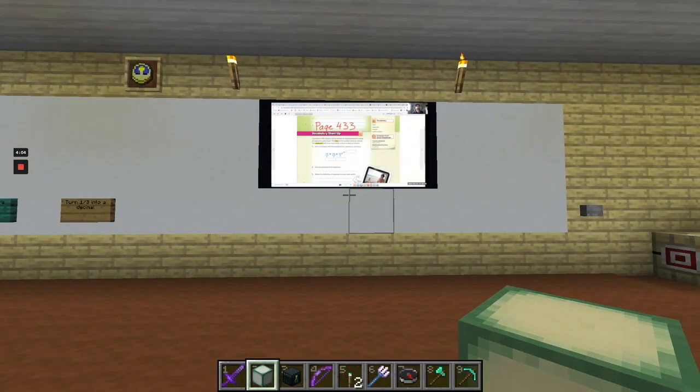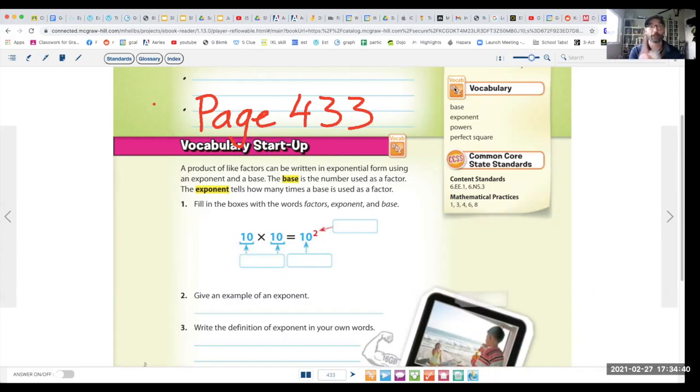Hey, everybody. Welcome to math. We're doing lesson 6.1, which is powers and exponents. Please go to page 433 in your new math book, right? This is volume 2, page 433. You won't be able to find 433 in your old math book. It only exists in your new math book. So please go there, ready, go.